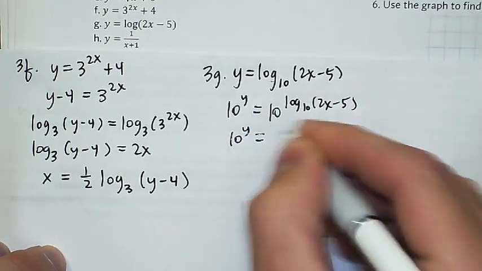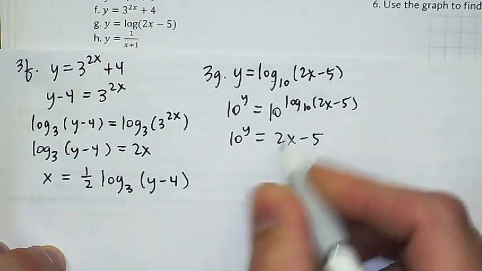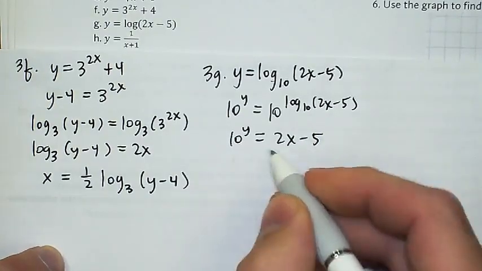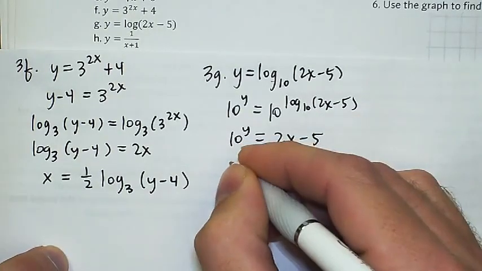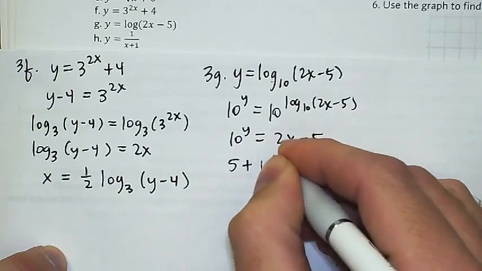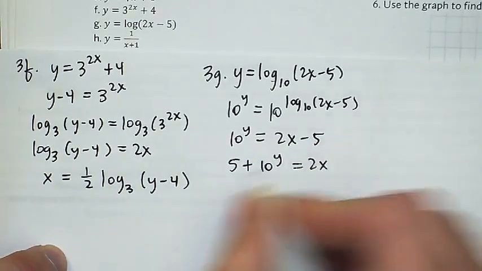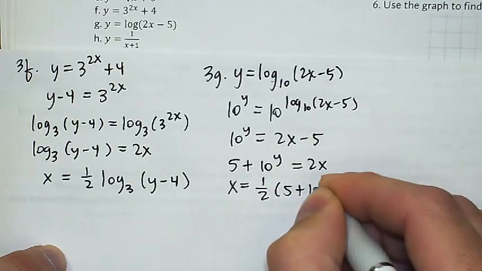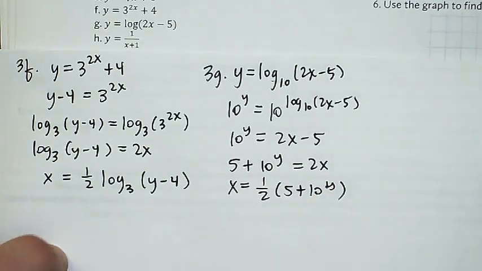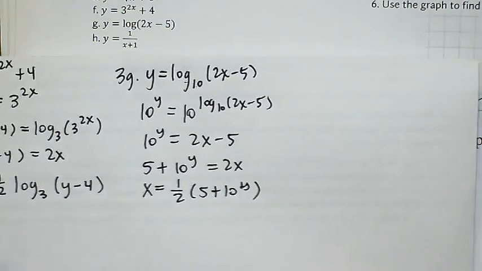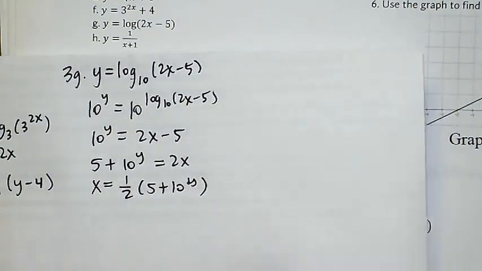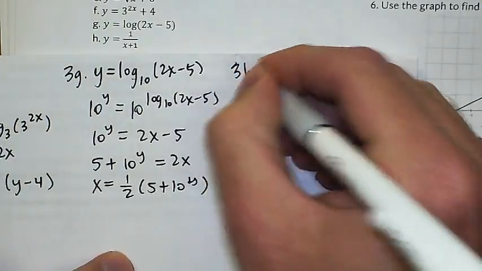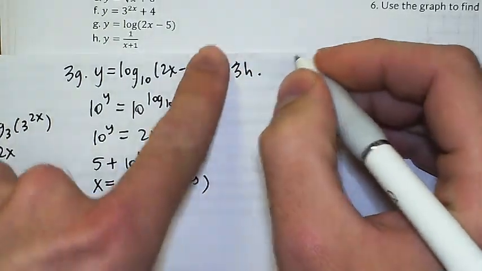So 10 to the y equals that 2x minus 5. I can solve for x by adding 5 and then dividing by 2. So 5 plus 10 to the y equals 2x. Divide both sides by 2. x is going to be half of 5 plus 10 to the y. And then 3h. y equals 1 over x plus 1.